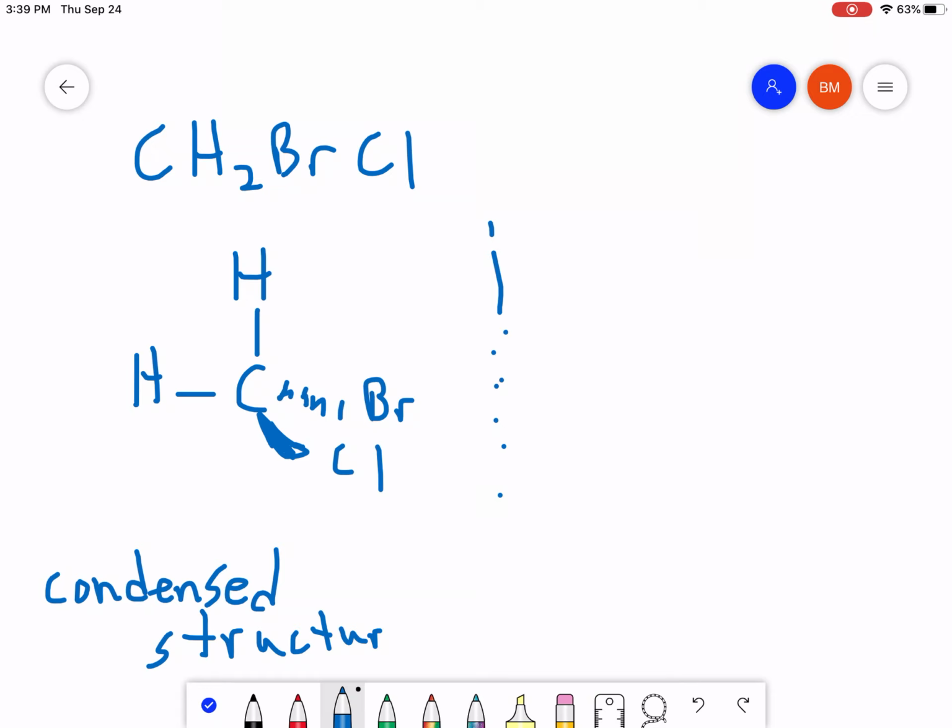Okay? Now I want to draw the reflection. I want to draw the mirror image. Well, the two H's are reflected that way. Br is going to be reflected that way. And the Cl is that way. And then boom, you have your two mirror images. Now you've got to decide, are they superimposable?